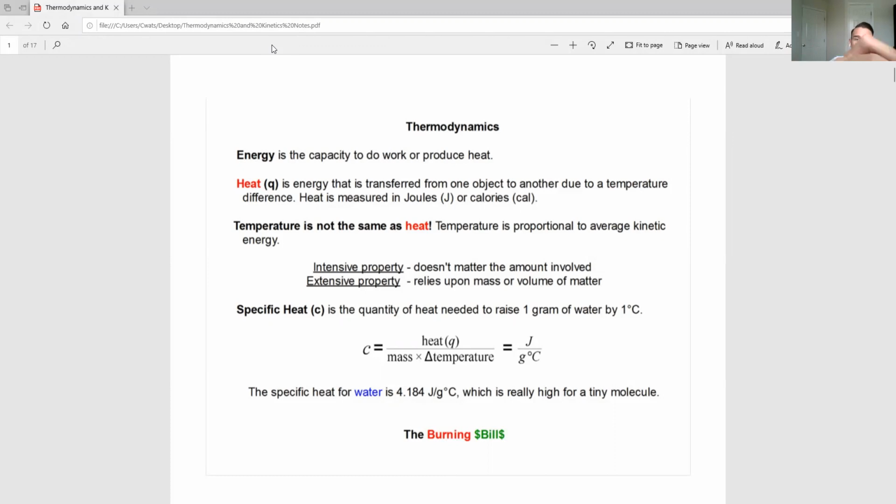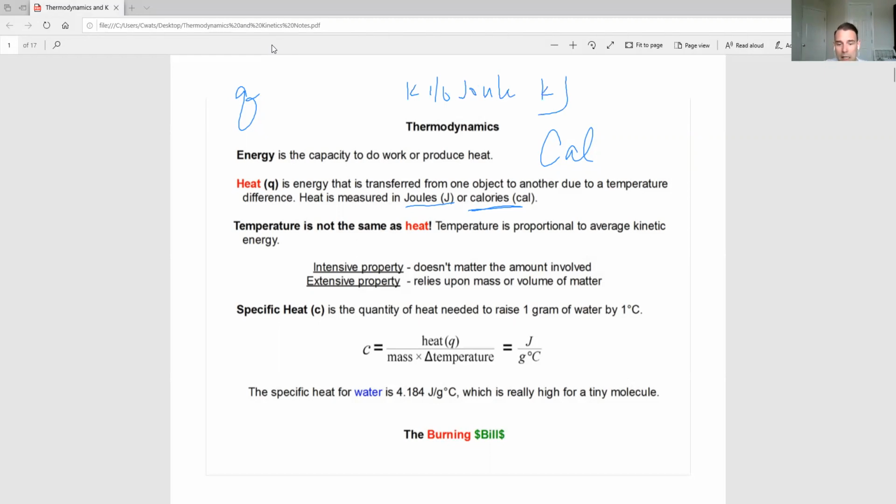So we'll start just with some vocabulary terms. We've got energy, the capacity to do work or produce heat. Heat, the unit is going to be a Q, and I usually do a cursive Q for heat. It's energy that's transferred from one object to another due to a temperature difference. Heat is measured in joules or calories. These are not the calories that you eat. We eat big C calories, which are different than the small c calories. You're going to see joules the most, and you're also going to see kilojoules, which would be lowercase k, capital J.